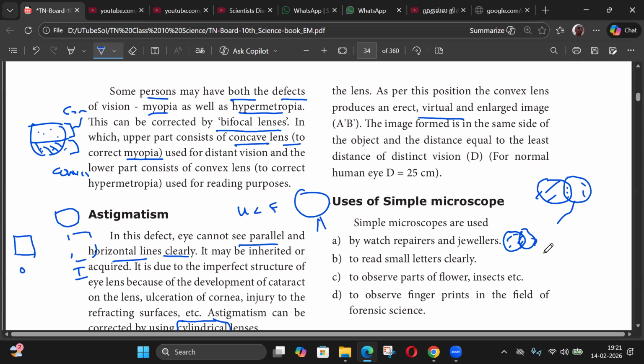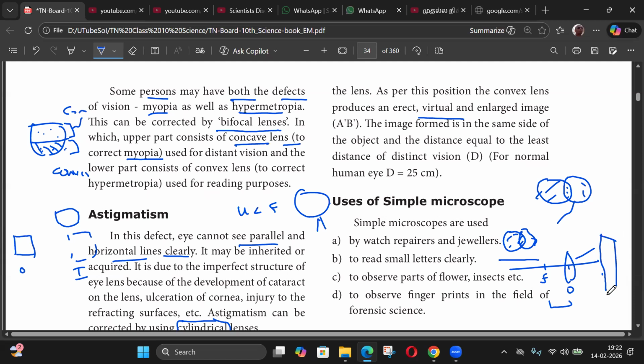Because for a convex lens, only when the object is between the focal length and the optical center, you will get divergent rays and a virtual image on the left side. Beyond the focal point, there will be an inverted image on the right side. It's a real image. I can catch it on a screen.